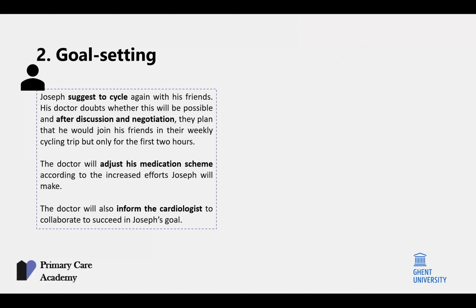And after, if we make again the link for the second stage of goal setting to the case of Joseph, Joseph had the possibility to share his story and his wish in an open communication. His doctor doubts his wish to cycle again, and Joseph and the doctor have a small discussion and share their own goals and main concerns. And they conclude that Joseph could go cycling again and agree that the doctor will make some adjustments to the medication scheme in correspondence to the increased efforts Joseph will make.